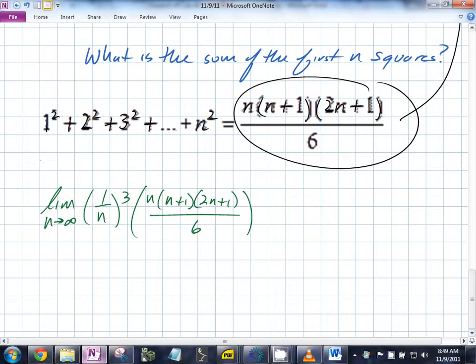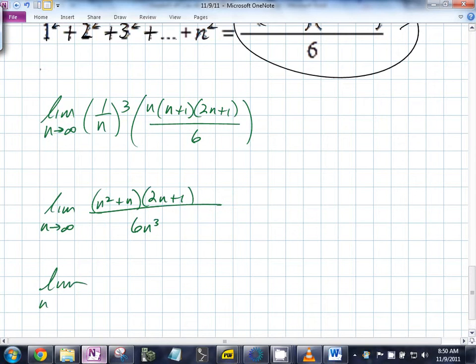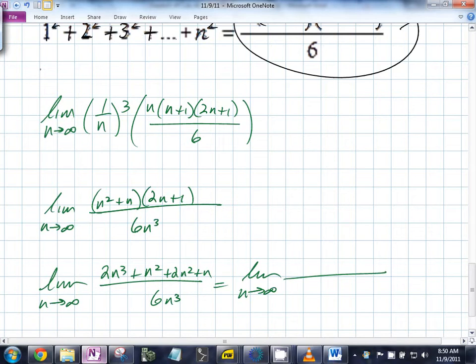Multiply them together. So you're going to get the limit as n goes to infinity. It's going to be 6n cubed on the bottom, right? You're going to have n squared plus n times 2n plus 1. So what does that equal? That's the limit as n goes to infinity of 2n cubed plus n squared plus 2n squared plus n, all over 6n cubed. So that's the limit as n goes to infinity of 2n cubed plus 3n squared plus n, all over 6n cubed.